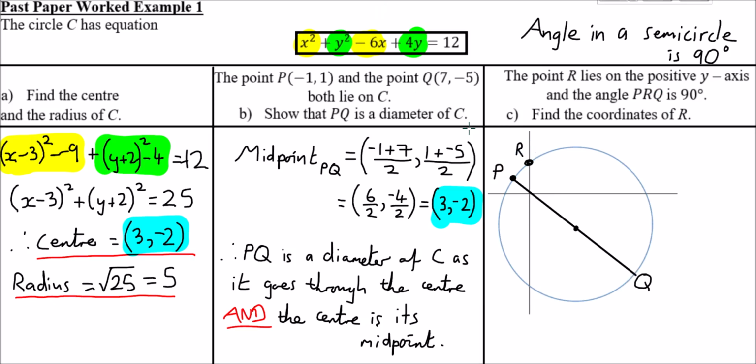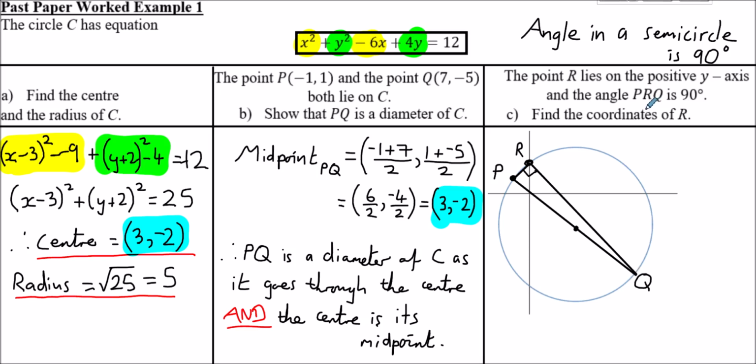So all this is now is we've got P, R and Q, like such, and PRQ is 90 degrees. That can only happen if R's on the circle, by this theorem here that the angle in a semicircle is 90 degrees. So now we know that R isn't only just on the y-axis, but that R is also on the circle. That makes our job much easier.